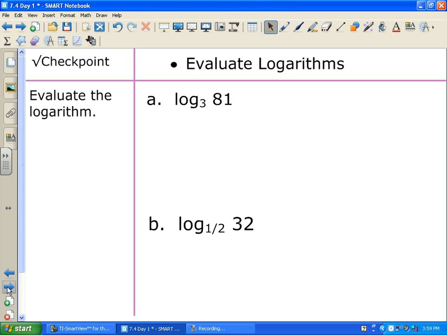I think there's only going to be 2. No, there's 3 checkpoints today. So I got another one pretty quick here. Evaluate the logarithm. Log base 3 of 81. And then log base 1/2 of 32. Pause the video, get those done. Checkpoint number 2. Unpause it when you're ready to roll.